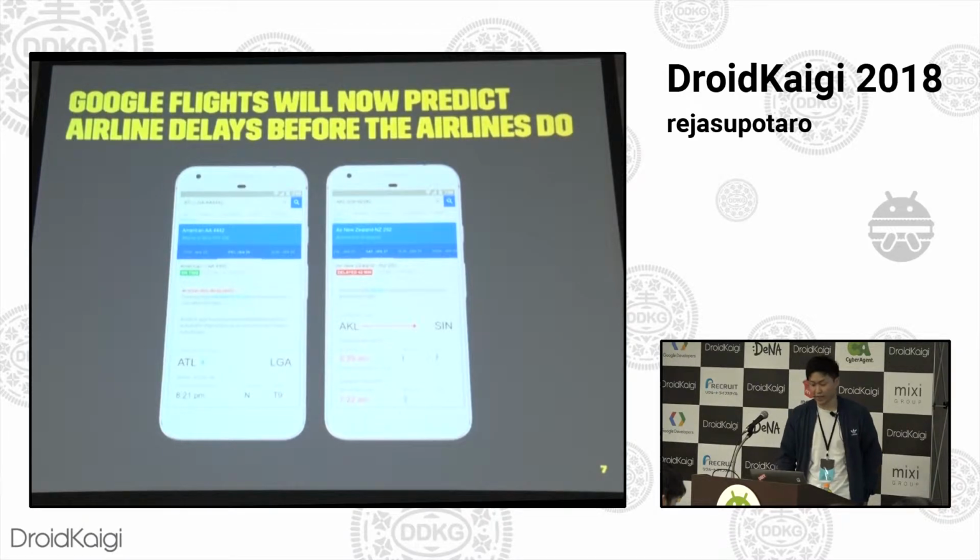And I just saw an article that Google Flights will now predict airline delays before the airlines do. So, for example, when I look for my return flight, Google tells me that this flight can be delayed. So I can avoid such flights before it happens.